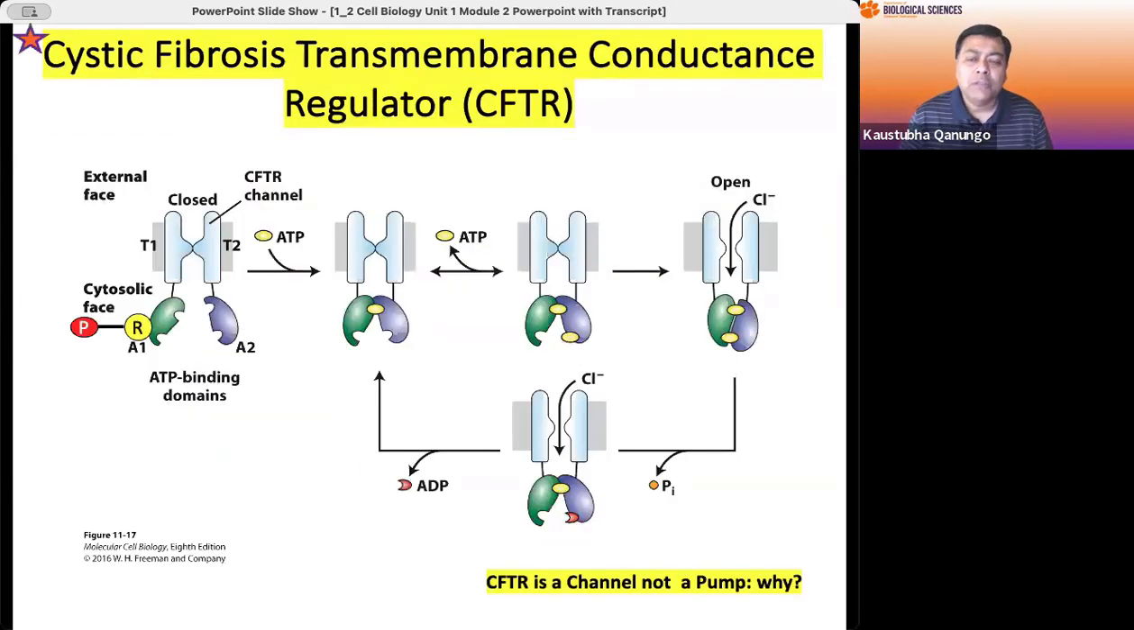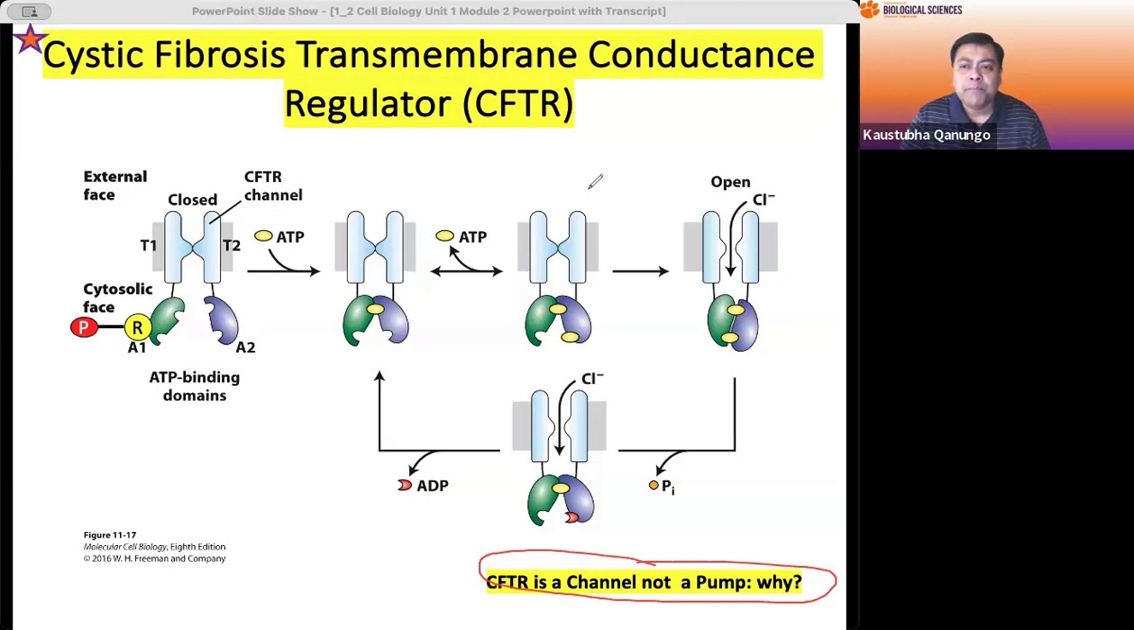But how does this actually work and what is the relationship with cystic fibrosis? This is a CFTR ABC pump, but CFTR is a channel, not a pump. This is the most important part, and a lot of people actually get confused about that. Remember that most ABC binding cassette transporters are energy consuming. This is one of the exceptions, and we'll see that. Let's take a look at how this works.